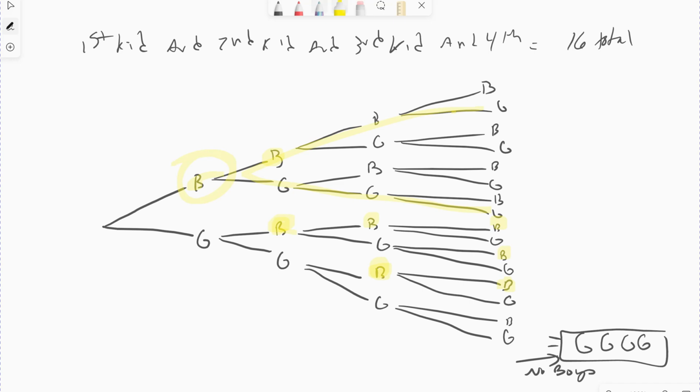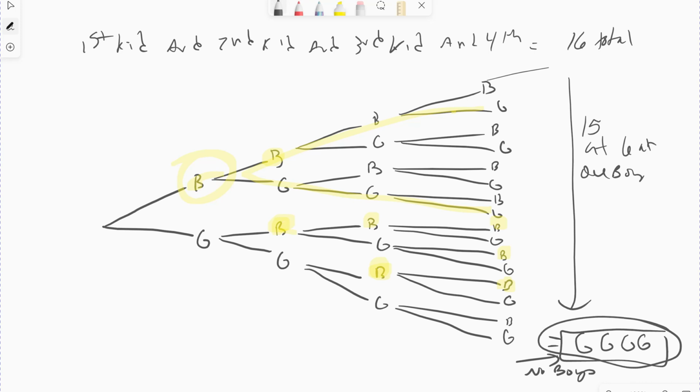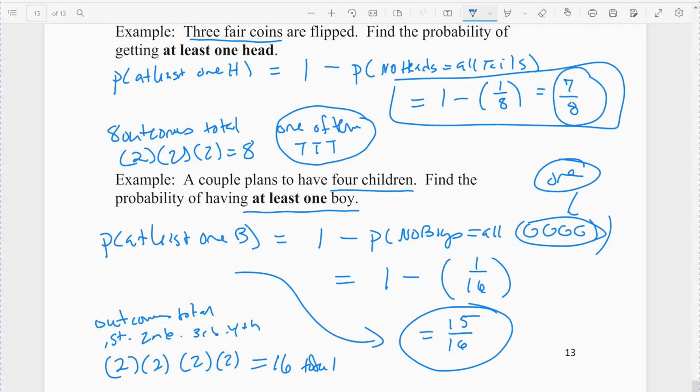And if you count the number of tree branches, there are 16 tree branches. So that means those are the 15 that have at least one boy. Some of them have 2 boys, some of them have 3. The top case has all 4 boys. Some have 1, some have 2, some have 3, some have 4. This is the only one that doesn't. And so sometimes that's the easier way to go. It's easier to figure out there's one case out of 16 that doesn't have it. And so that's the last outcome there. So 1 out of 16, all girls.